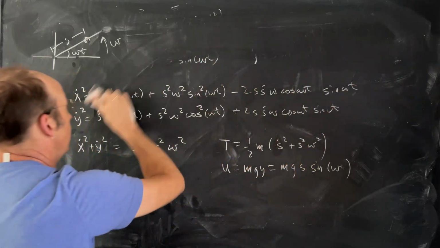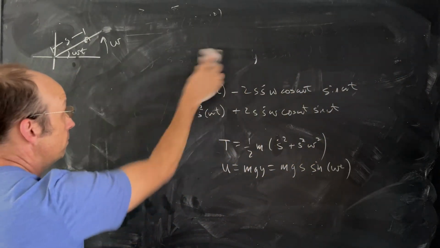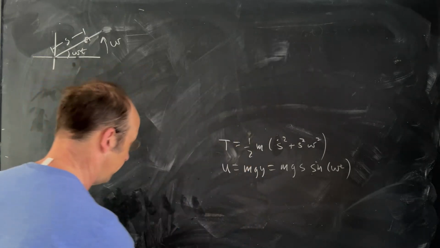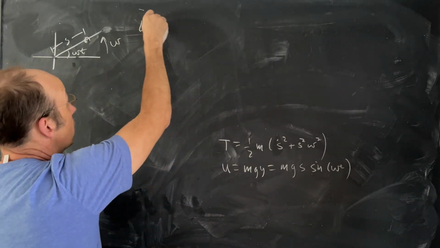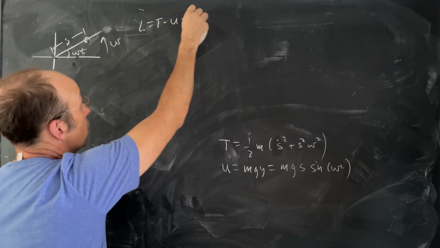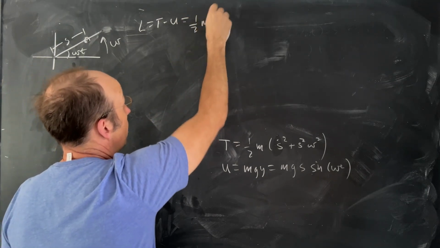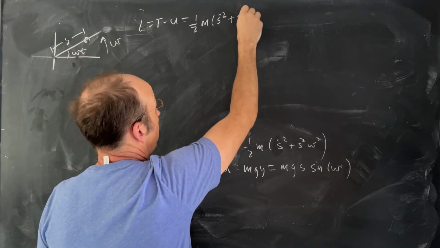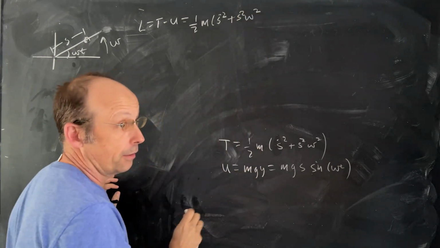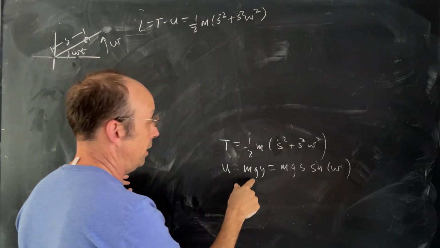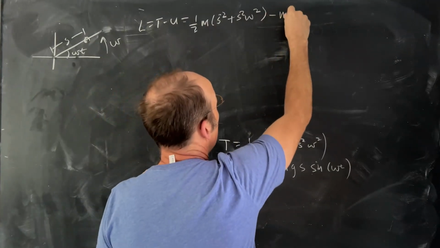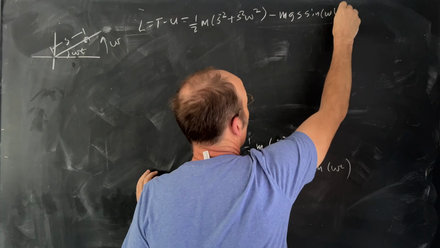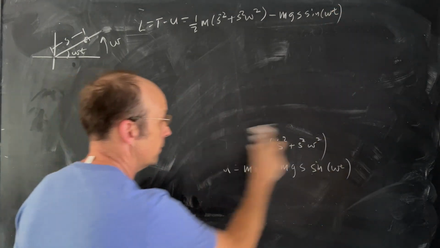Delete this stuff so we can have as much room as we want. All the room. L equals T minus U, so it's going to be 1/2 m (s dot squared plus s squared omega squared) minus the potential, minus mgs sine omega t.